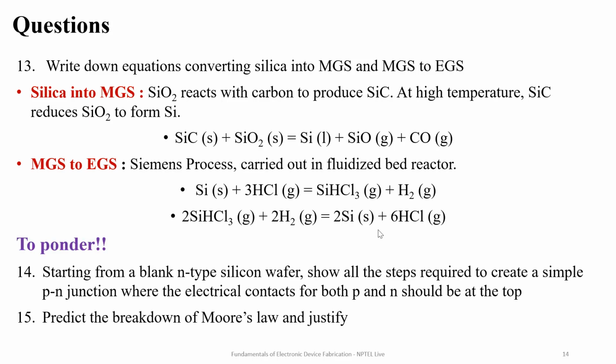So you have two additional questions. This PPT will be uploaded on the page for the live tutorial session, and there you can see the questions. The first question is: starting from a blank N-type silicon wafer, show all the steps that are required to create a single PN junction where the electrical contacts for both P and N should be at the top. You have a similar problem that was discussed in the week 1 lecture. On the same lines, if you start thinking, you'll be able to find the answer to this question.